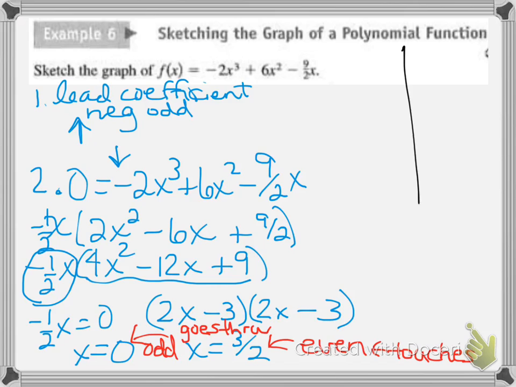Let's go ahead and graph this. We have a 0 at 0, and we have a 0 at 3/2. We have 2 zeros, which means we need to come up with 3 points. So I might want to choose an easy one here, an easy one here, and an easy one here. Does that make sense?